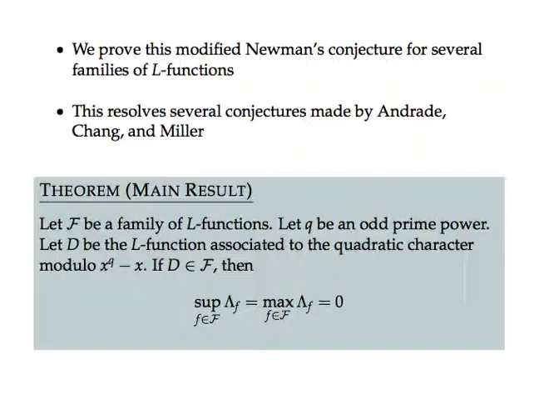We prove this theorem using geometric techniques to show that a certain deformed L function must have a double root, which in turn implies that the associated de Bruijn-Newman constant is non-negative, thereby establishing this modified Newman's conjecture.